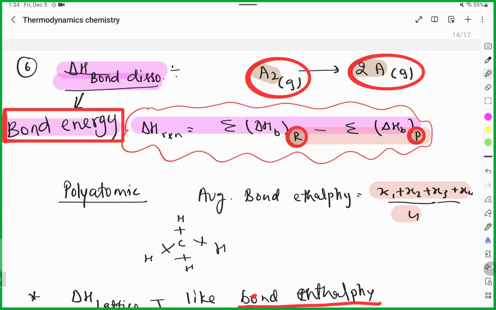Only in two situations we have reactant minus product: bond dissociation energy and combustion. Bond dissociation energy is also known as bond energy.